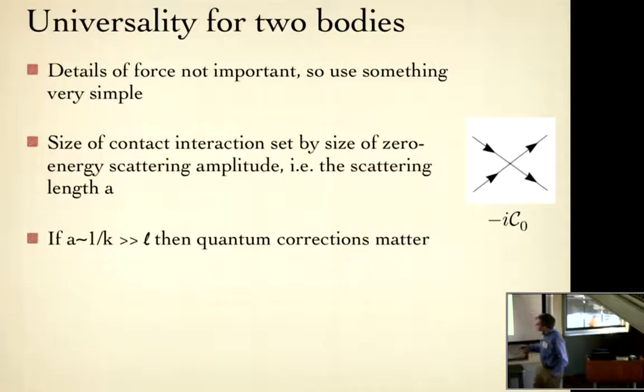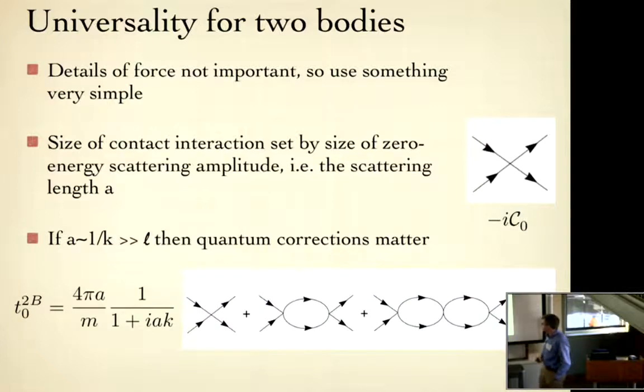Now, in the regime where the momentum is of order the inverse scattering length, and that's much larger than the typical length scale in the problem, then quantum corrections matter, and so you can't just stop at Born approximation, right? You have to calculate the whole scattering amplitude, and then you obtain this two-body T matrix. And this is, if you take the limit that A goes to infinity, it's easy to see that this gives you the unitary limit that provides access to so much interesting physics.